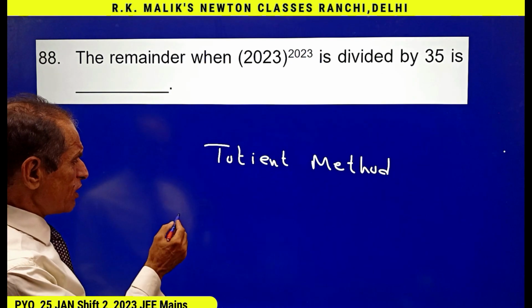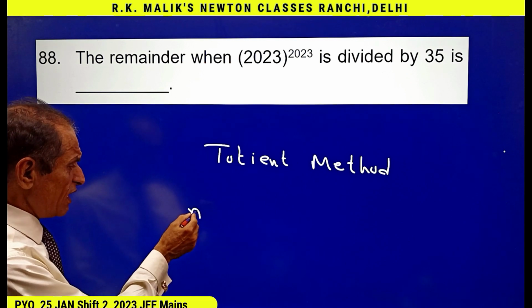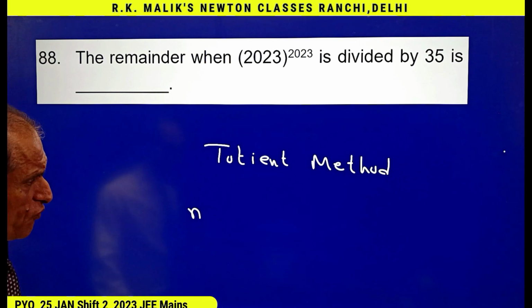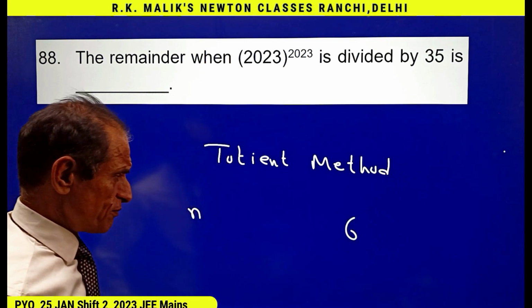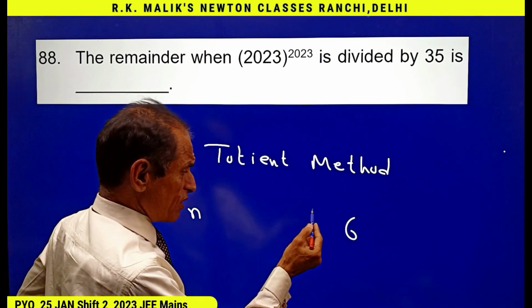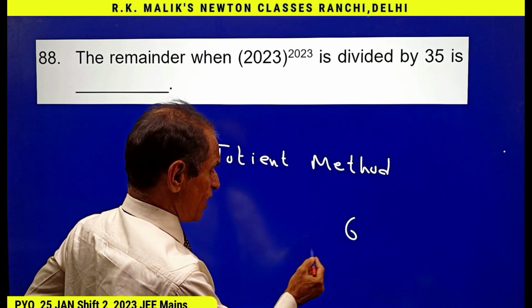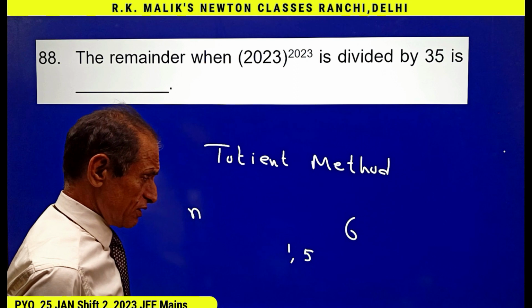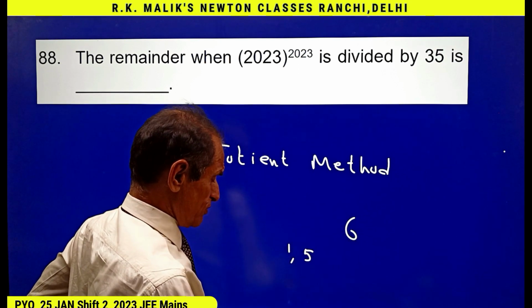Totient of a number n is the number of numbers less than n which are co-prime with n. For example, if I say about the number 6, the numbers less than 6 and co-prime with 6 are 1 and 5 only. That is, the totient of 6 will be 2.